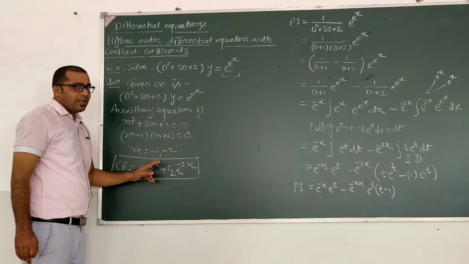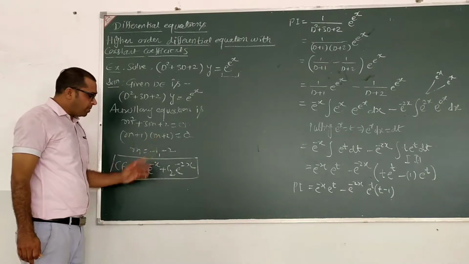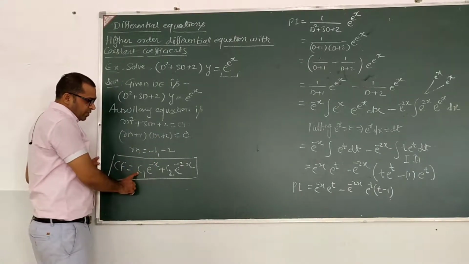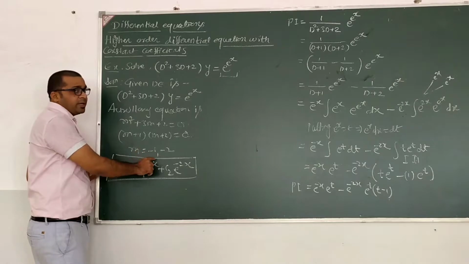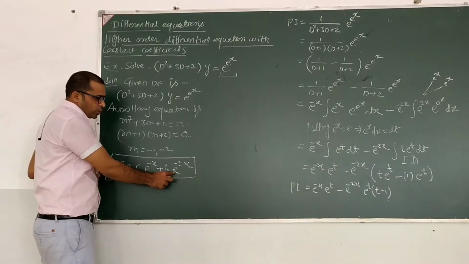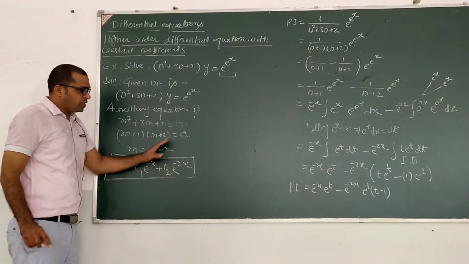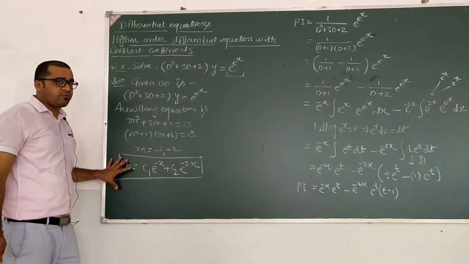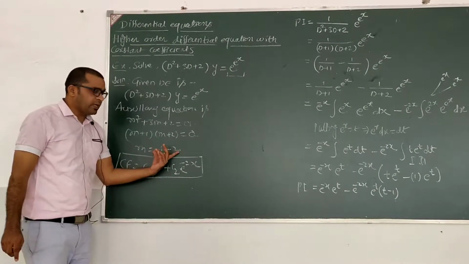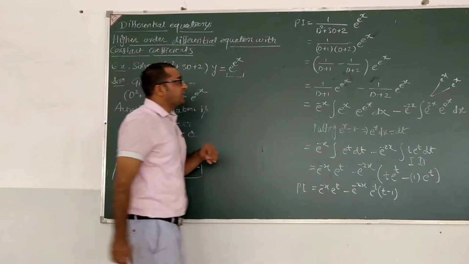The roots are real as well as different. So the complementary function will be c1 e raised to the power minus x, for this minus 1, plus c2 e raised to the power minus 2x. So it is very simple to write down the complementary function for this, because the roots are real and different. We have already seen the cases.